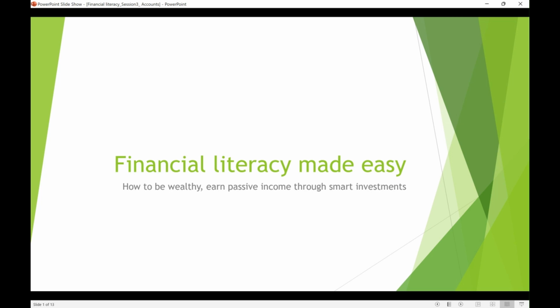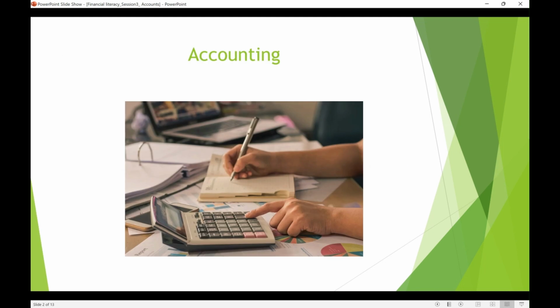In this program, we can learn about how to be wealthy and earn passive income through smart investments. Today's topic is about accounting. We're going to learn how to look at it from an investor's point of view. The accounting is a bit high level. We're not going to learn about more accounting practices.